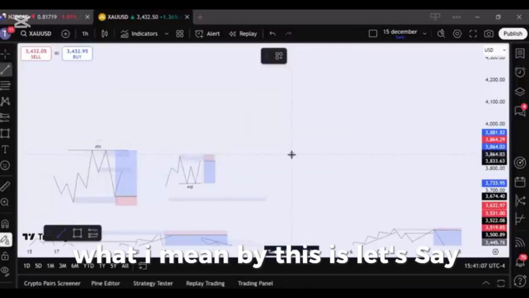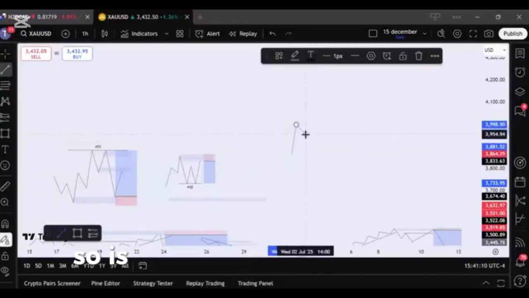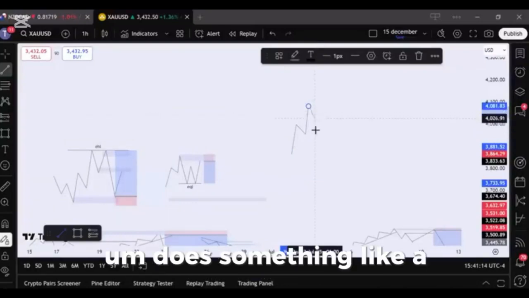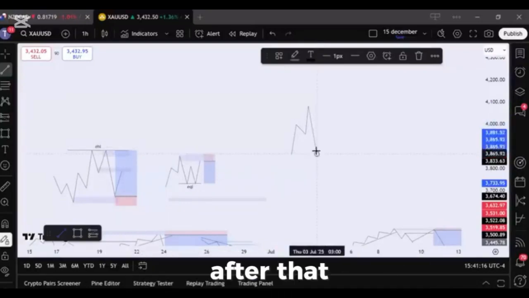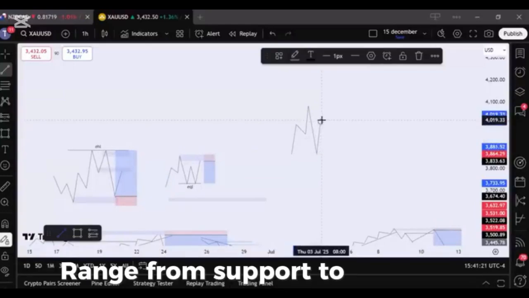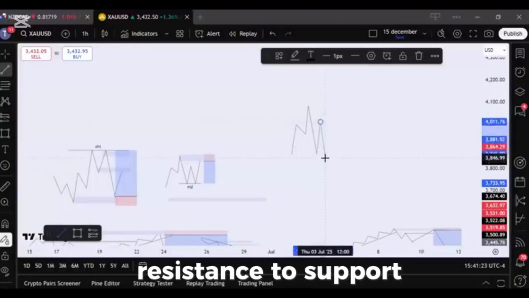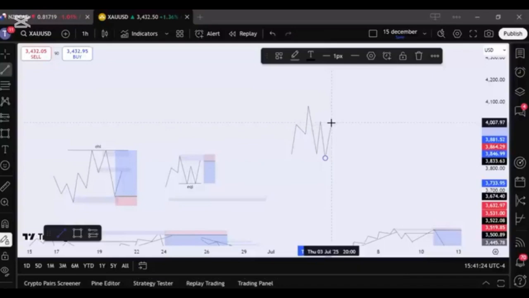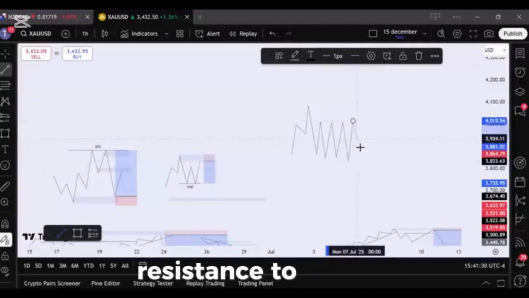What I mean by this is, let's say the market was bullish, making higher highs and higher lows. Eventually, the market does something like a structure shift to the downside. After that, you will see your inducement. The market will now start to range, from support to resistance, resistance to support, support to resistance, resistance to support.